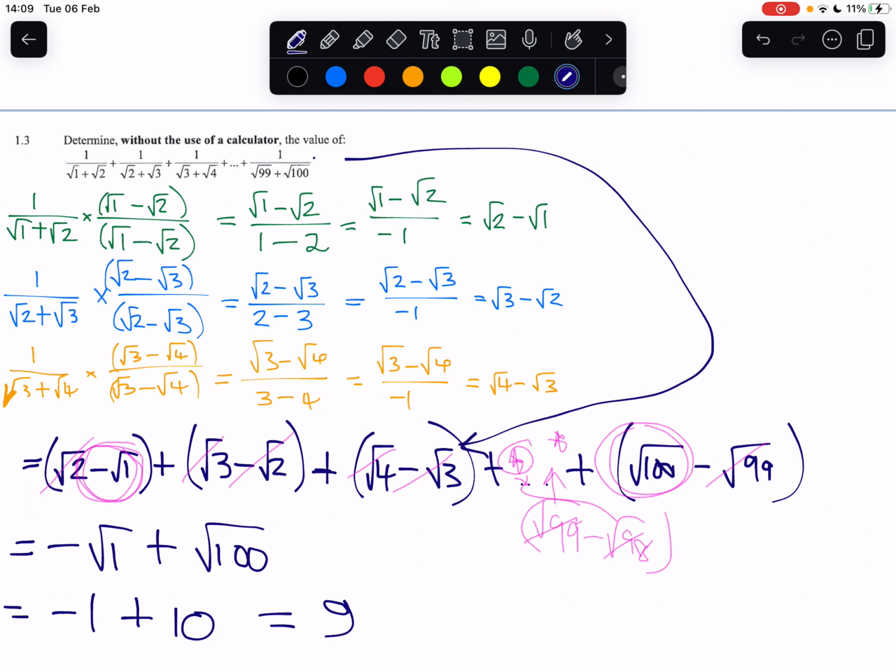Let's see what the memo has to say for itself. The memo says 9. Fantastico.